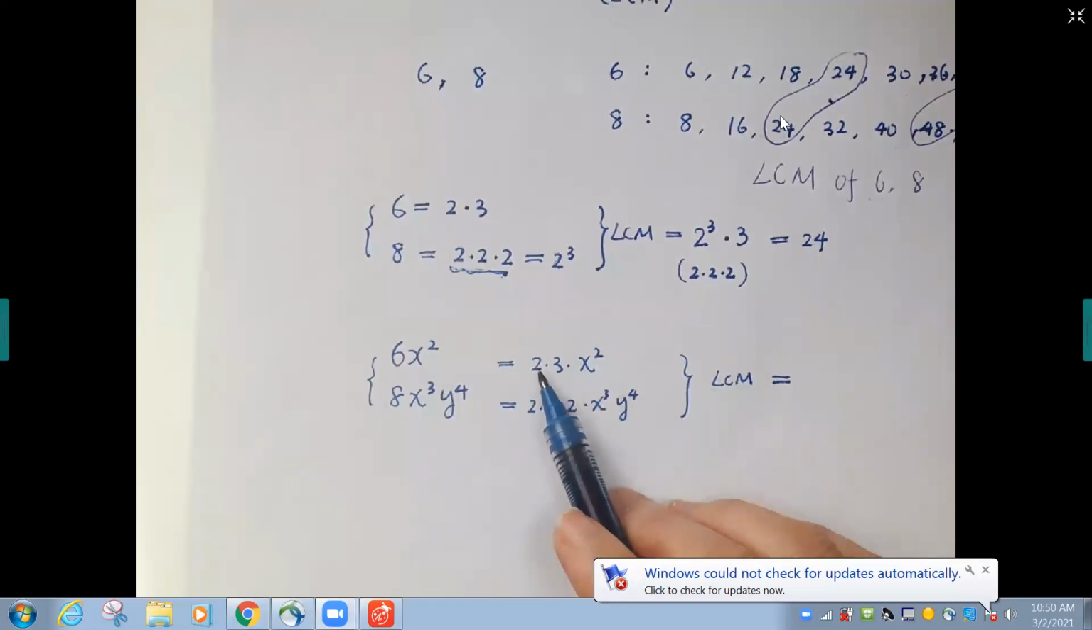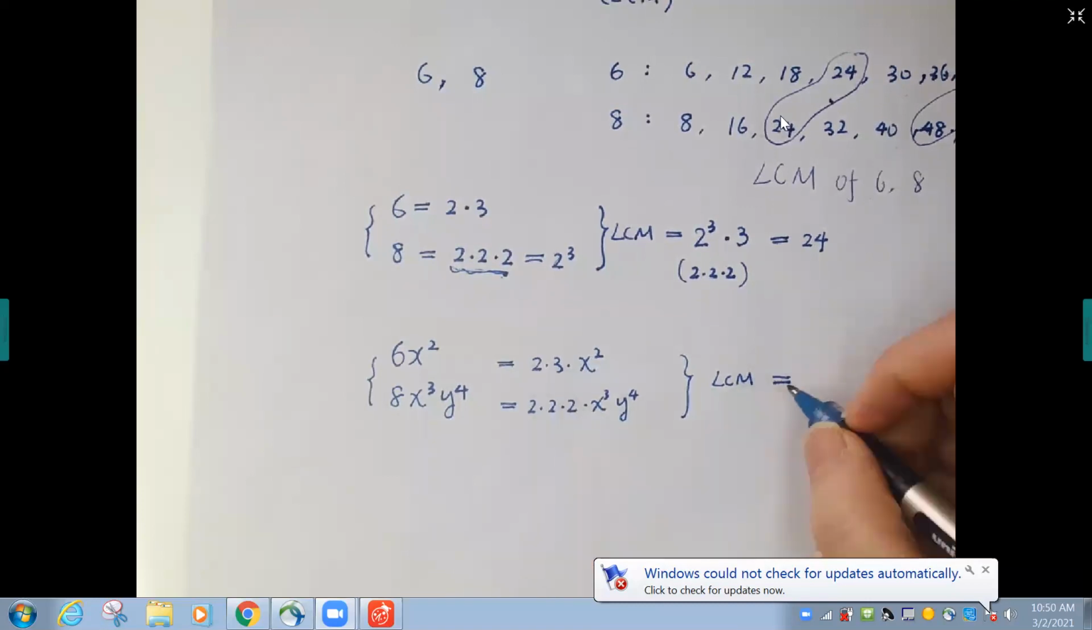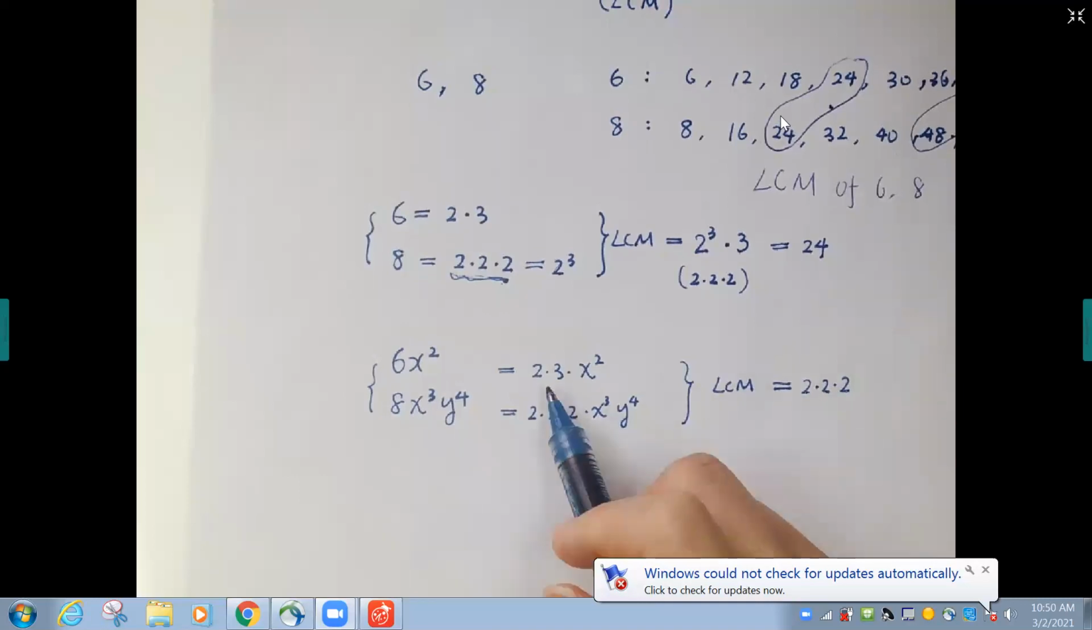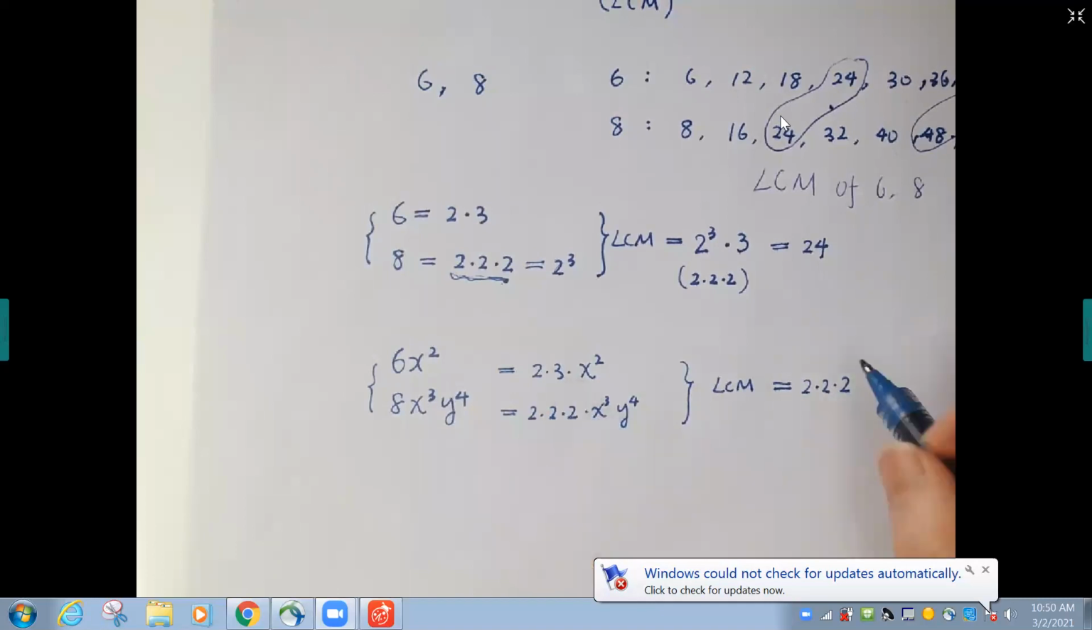Okay, so 2 is one factor. 2 appears once here, 2 appears 3 times. So 2 will appear 3 times in their LCM. Then move on. The second factor I see is 3. 3 appears once, no 3 here, so 3 only appears once.